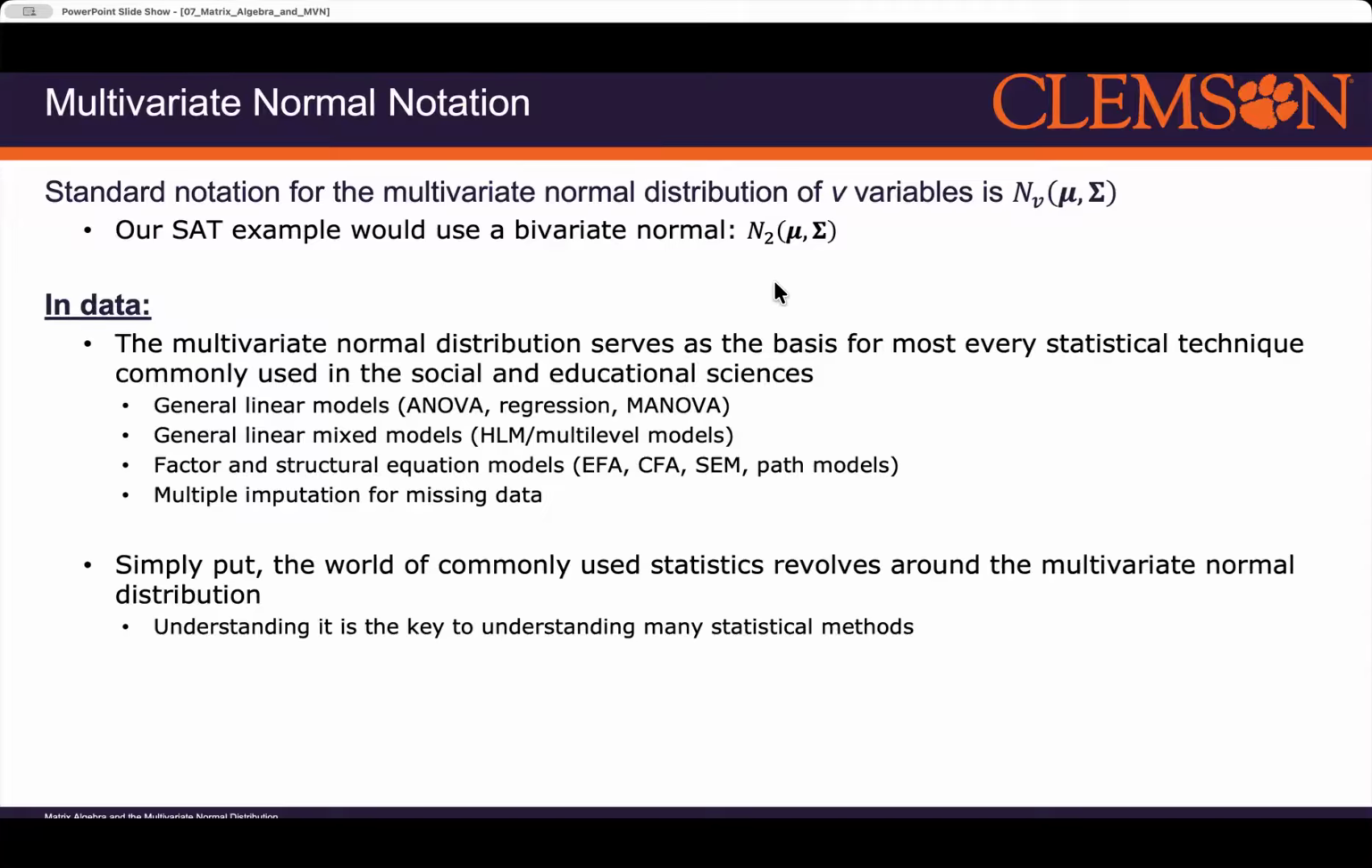And basically, the multivariate normal shows up everywhere, right? It's in linear models, linear mixed models, factor analysis, structural equation models, path analysis, exploratory factor analysis. We use it in multiple imputation. Basically, anywhere we would use a univariate normal, the multivariate normal takes that and puts multiple variables into place, right? I would say that the world revolves around multivariate normal distributions, and it really is the key to understanding many statistical methods.